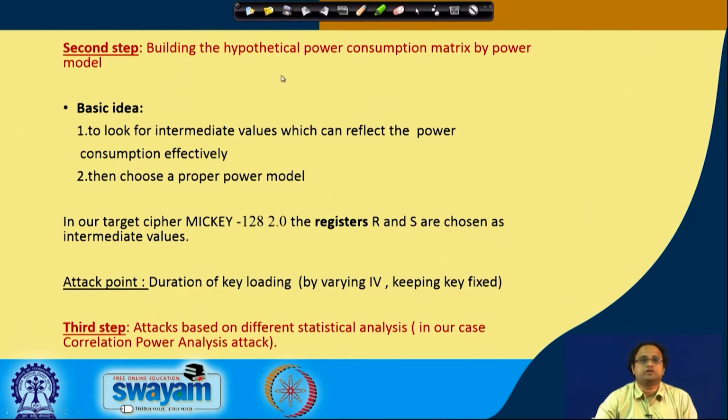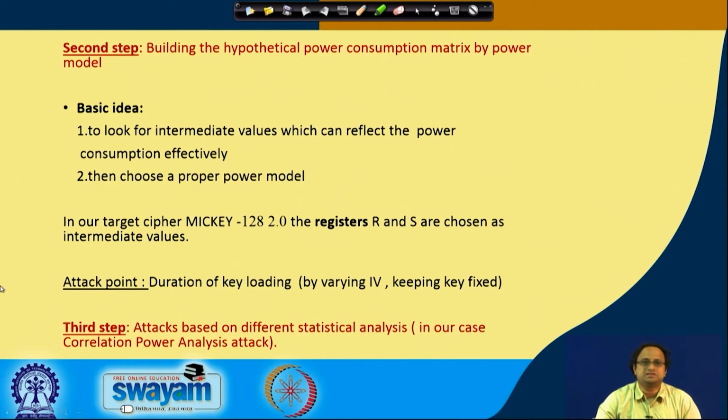So when do we attack? As we have seen, there are different phases of the stream cipher. In particular, we target the phase where we are uploading the key. The key bits are uploaded one by one. We keep the key fixed and vary the initialization vector, and we specifically target the content of register R and register S to derive the hypothetical power, and then we correlate this hypothetical power with the real power which has been observed from our side channel acquisition.